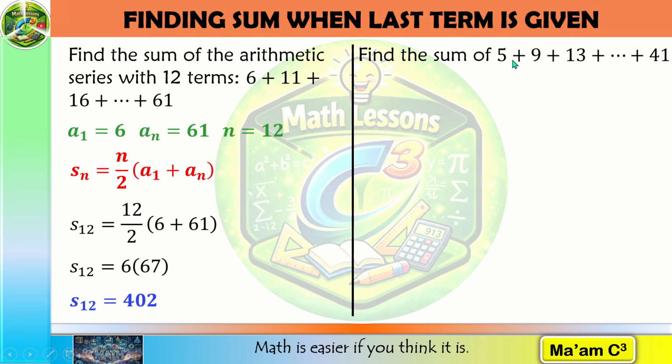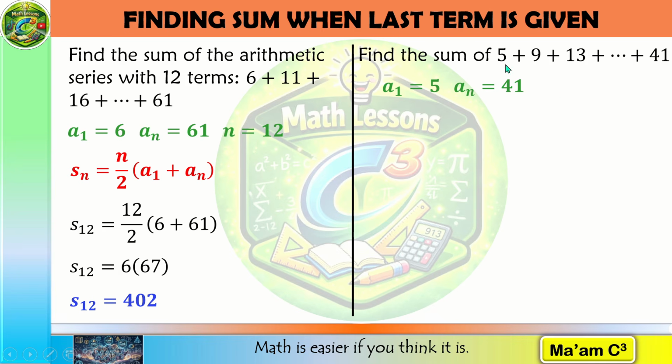Let's have another one. Find the sum of 5 plus 9 plus 13 up to 41. This is a little bit different because we do not have the value of n. Unlike the previous one, where we were given 12 terms, so n is 12, here we do not have n. Okay, so let's proceed. Our first term, a sub 1, is equal to 5, and our a sub n is equal to 41. But then again, we do not have n. We still have to look for n.